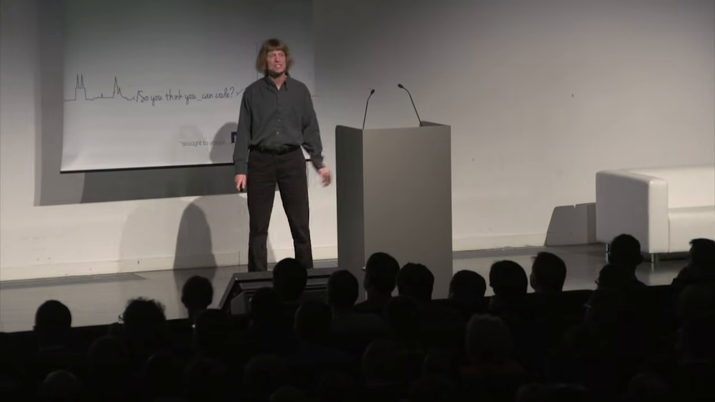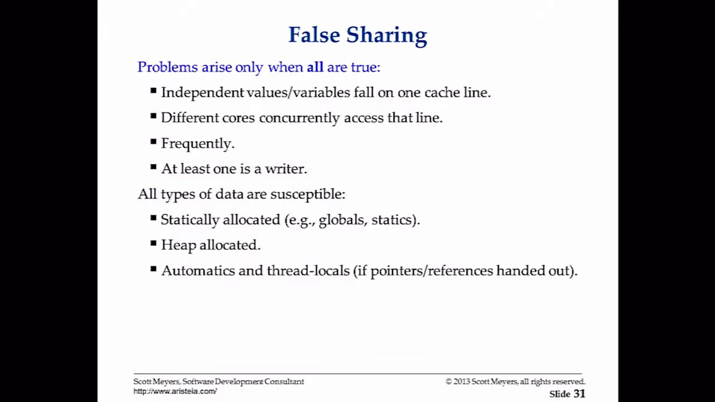In order to have a problem with false sharing, the following things must all simultaneously be true. First, you have to have independent values or variables that happen to fall on a single cache line. False sharing is when you have independent chunks of data that are manipulated independently and they happen to be on the same cache line. And you have to have different cores concurrently accessing that cache line.